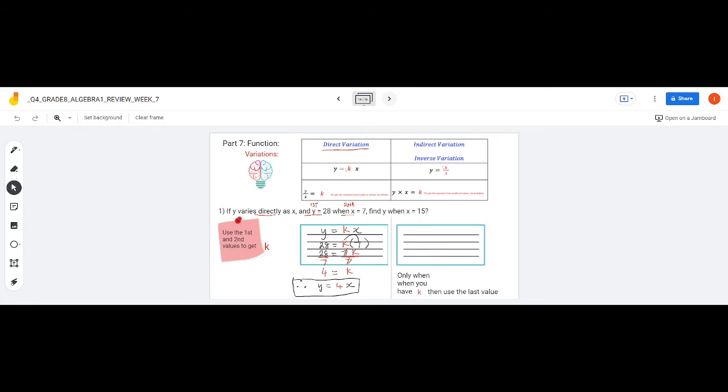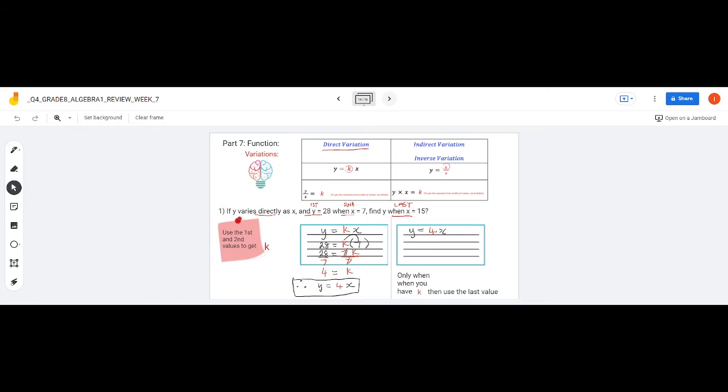Right, now only when you have k, then use the last value. So you can see when we read the question, this was the first value, this was the second value, and this is obviously the last value. Now we can use the last value. But now how are we going to use it? We're going to use it in our formula, which is y is equal to 4x.